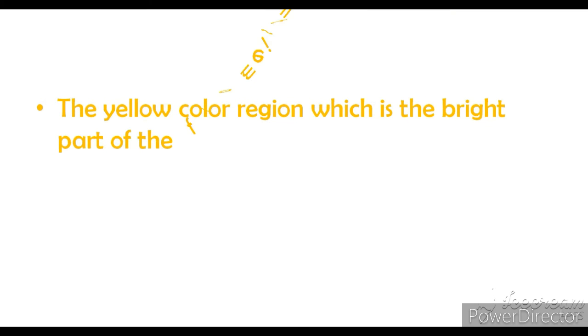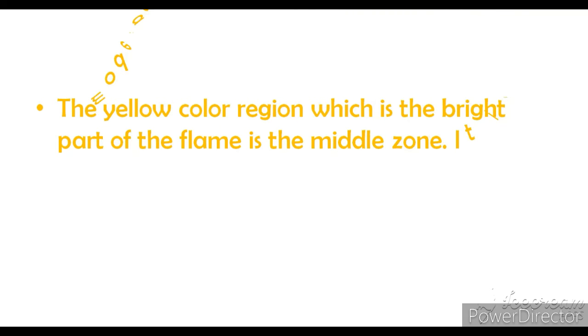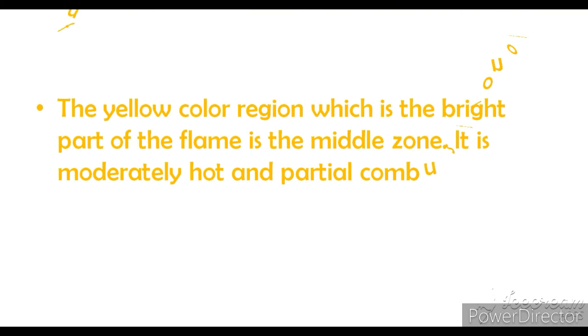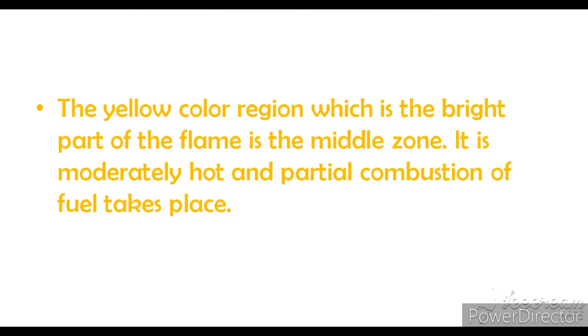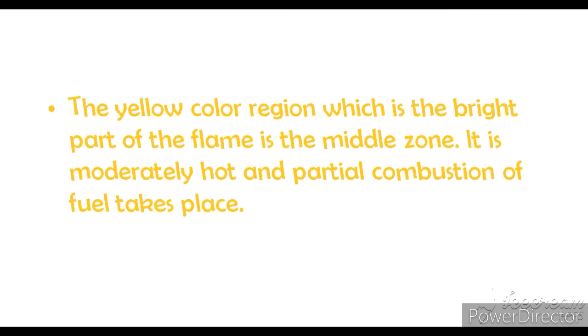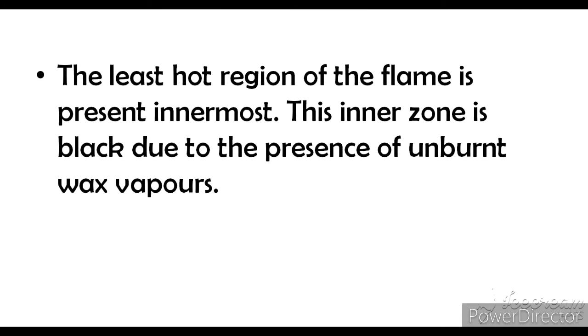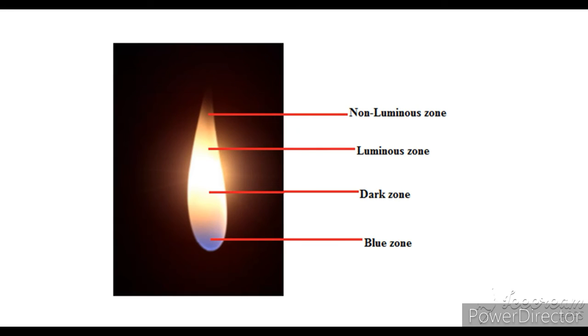The yellow region, which is the brightest part of the flame, is the middle zone. It is moderately hot and partial combustion of fuel takes place. The least hot region of the flame is present innermost. This inner zone is black due to the presence of unburned wax vapors. In this picture, you can see the non-luminous zone, luminous zone, dark zone and blue zone.